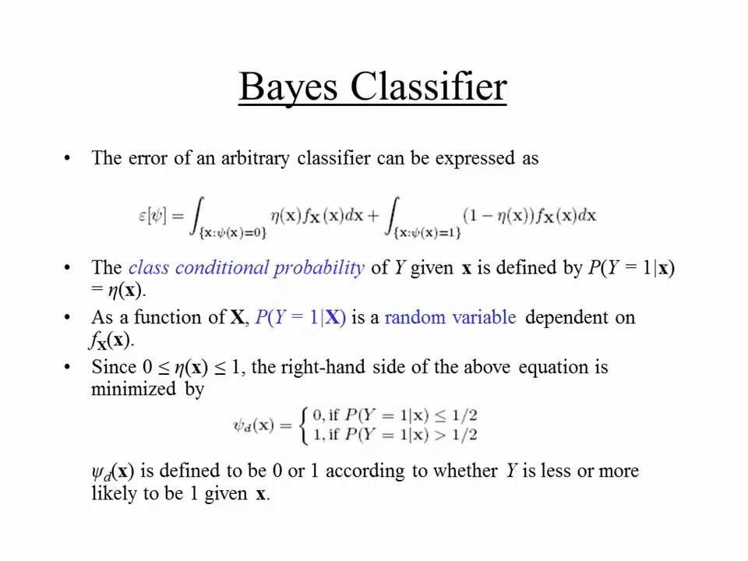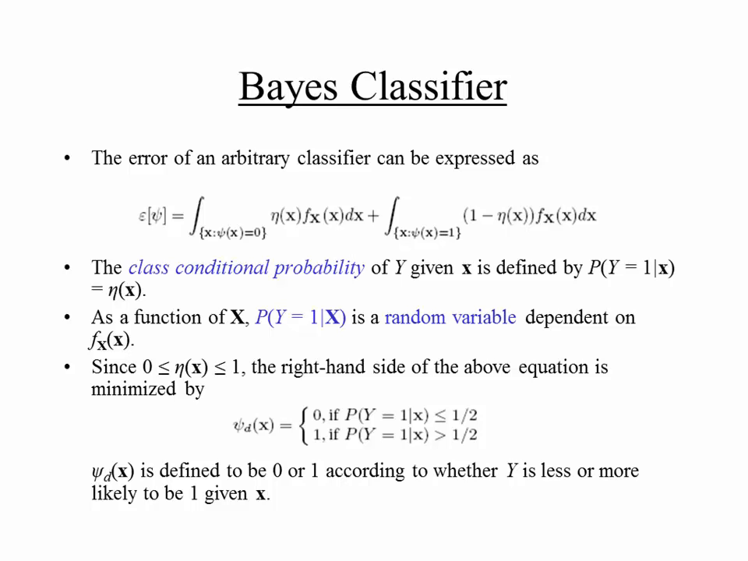So psi_D of x is going to be 0 if the probability that y equal to 1 conditioned on x is less than or equal to 1/2, and is 1 if the probability that y equal to 1 conditioned on x is greater than 1/2. And this is the Bayes classifier. So you're assigning the class label 0 or 1 according to whether y is less or more likely to be 1 given x. And this makes intuitive sense.